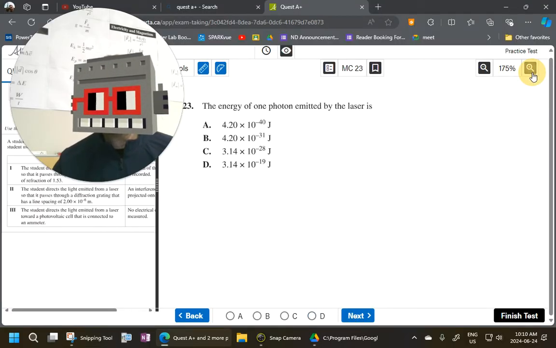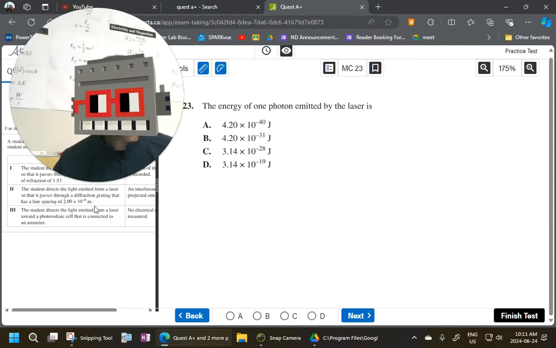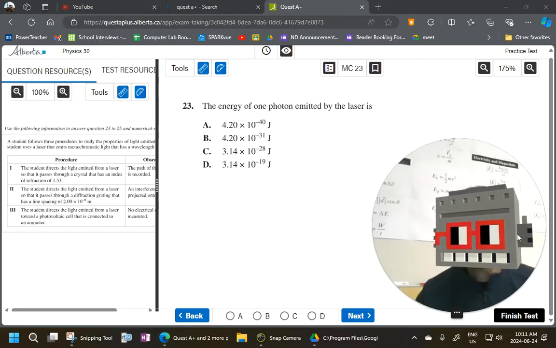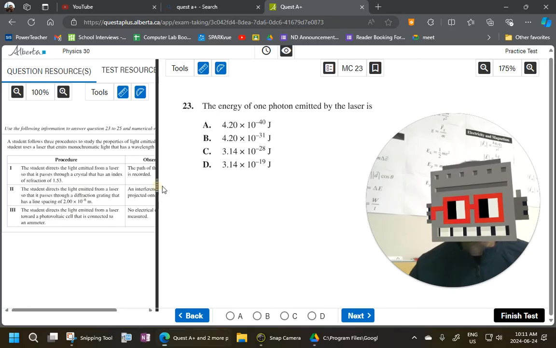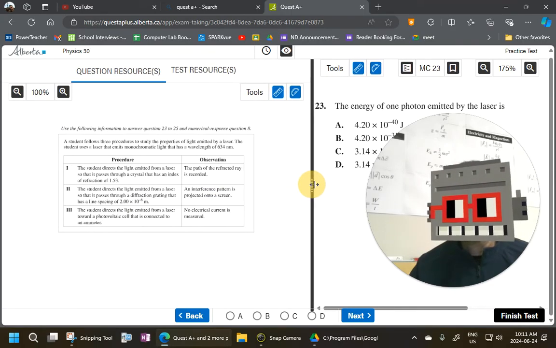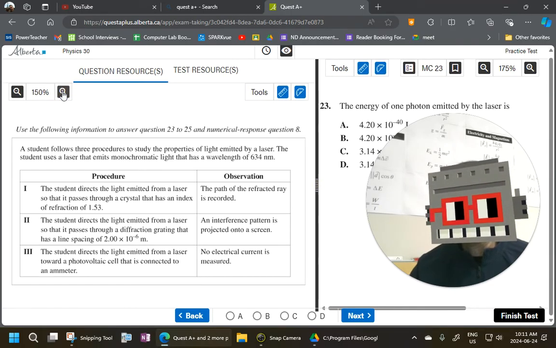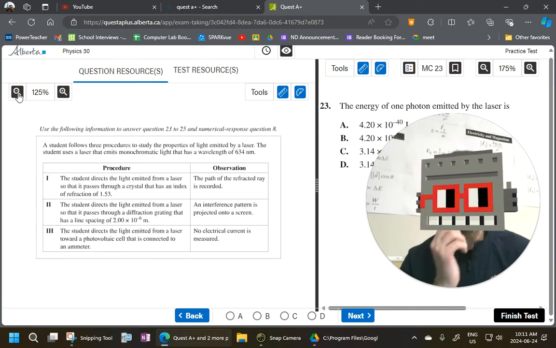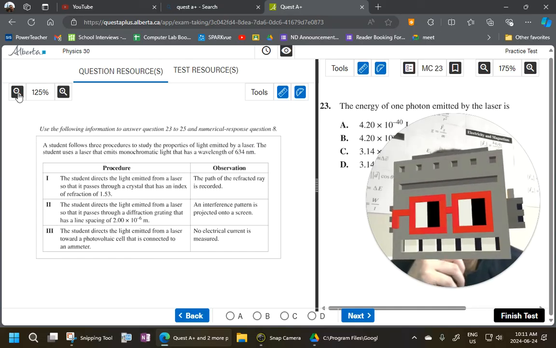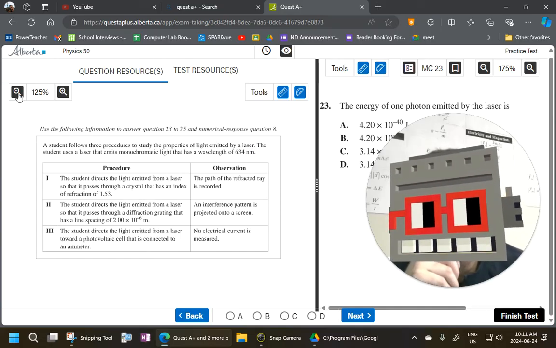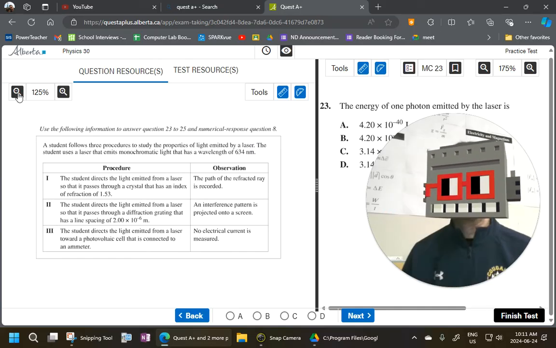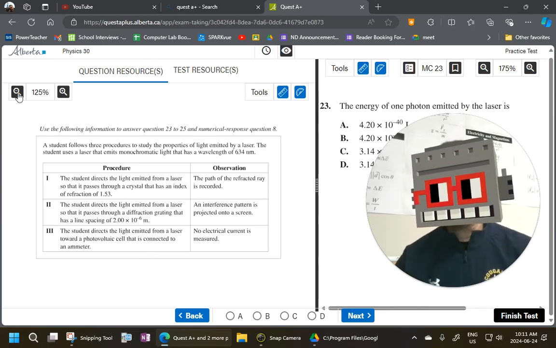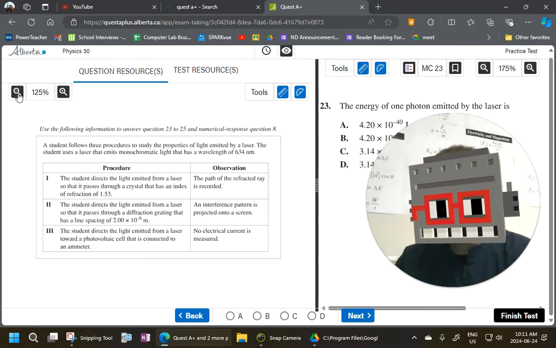Okay, the energy emitted by one photon. Oh, I have to go over here. Do this equation. So we got some information over here. It uses a monochromatic laser of 630. Okay, so we're just going to use the hc over lambda formula here. I'm not going to show too much here. I'm just going to do it in my calculator.